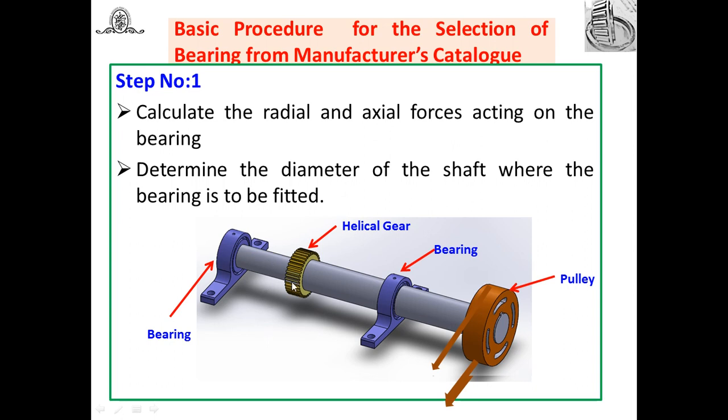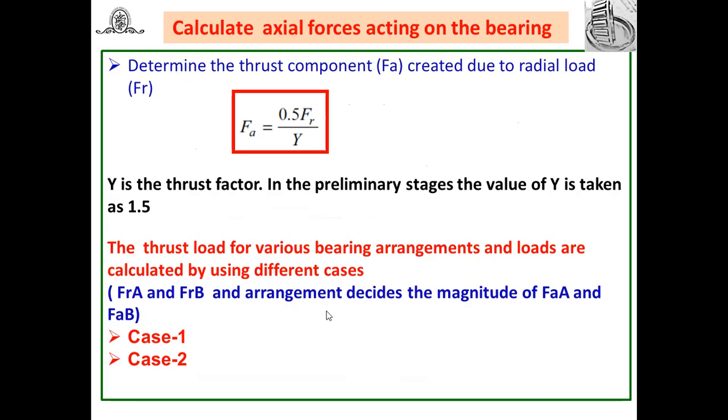Try to understand. And how to find it? The diameter, you know very well, we already studied how to find the diameter of the shaft. For that purpose, you have to calculate the radial as well as the axial forces acting on the bearing. Try to understand, this is the first step. By doing this calculation, you can easily find the diameter of the shaft. Now, second, the next important point: we have to calculate the axial forces acting on the bearing to determine the thrust component created due to radial load.